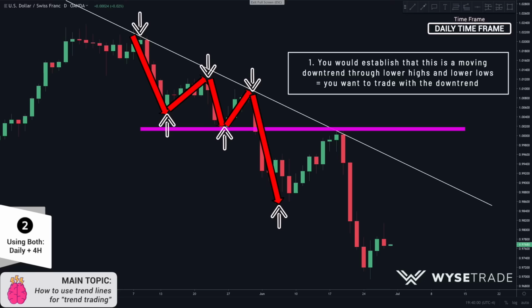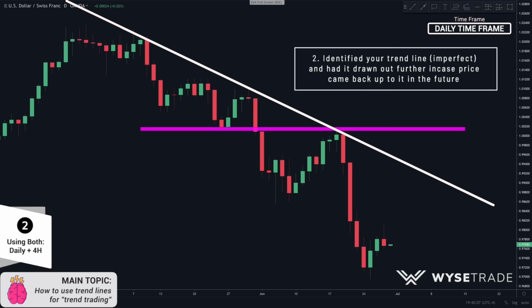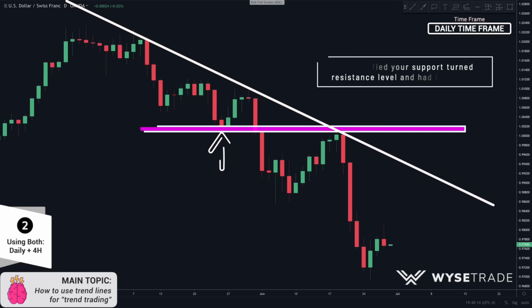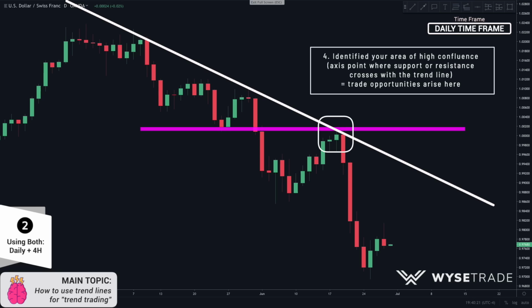You had your imperfect trend line established through these points here, so you had it drawn in and extended further down. To the left, you had your support turned resistance point here, so you had your level drawn in and extended further out. Again, this point here is where resistance and the trend line intersected and would be your access point, an area of high confluence.